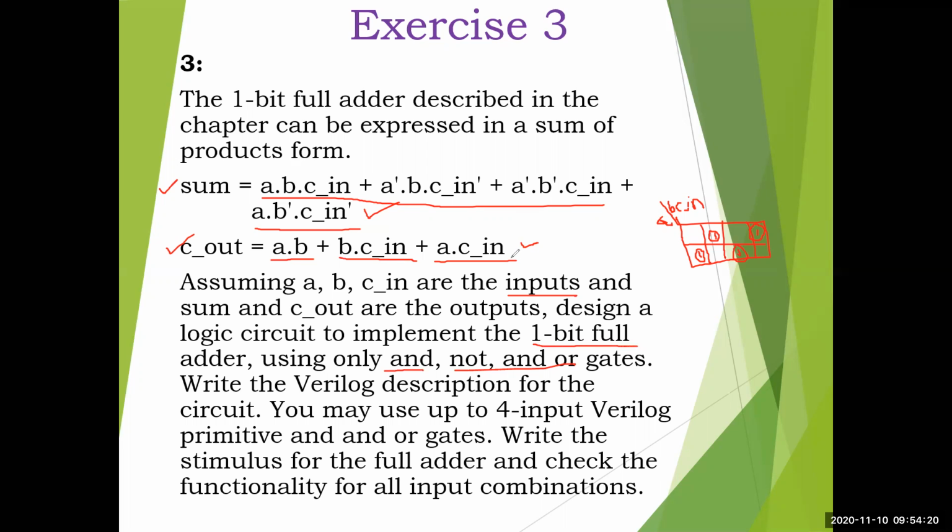Now I will draw the logic diagram for these two Boolean expressions. In the first case, you have A B C in, then A dash B C in dash, then A dash B dash C in, and A B dash C in. You can note this down.